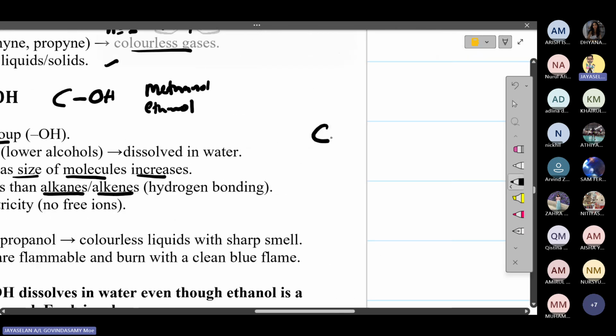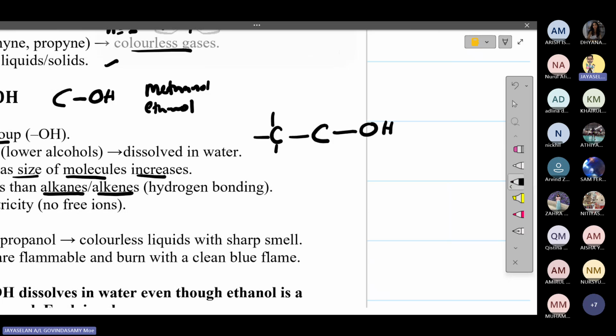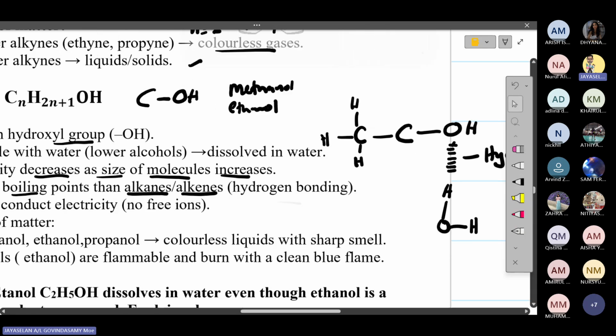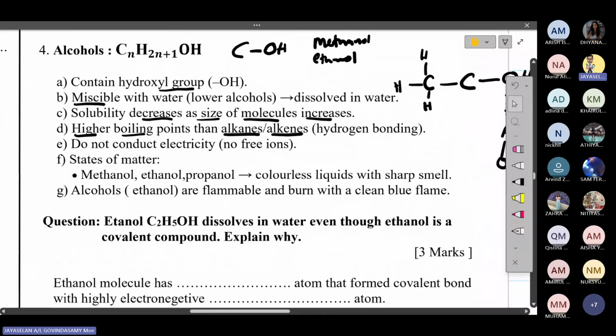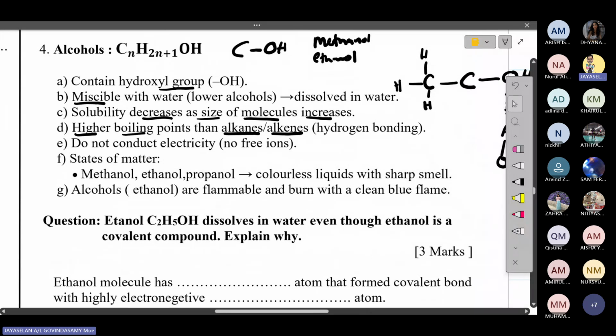Why? Because they have what? Dia ada dua jenis bonding. So between these, here di sini ada satu. Okay, so here they have covalent bond, van der Waals force. Then between this one and the water molecule, they have one more type of bonding, hydrogen bond. So dia kena overcome van der Waals force and also hydrogen bonding force. So that's why dia punya melting point and boiling point higher compared to alkane and alkene. Can you understand?